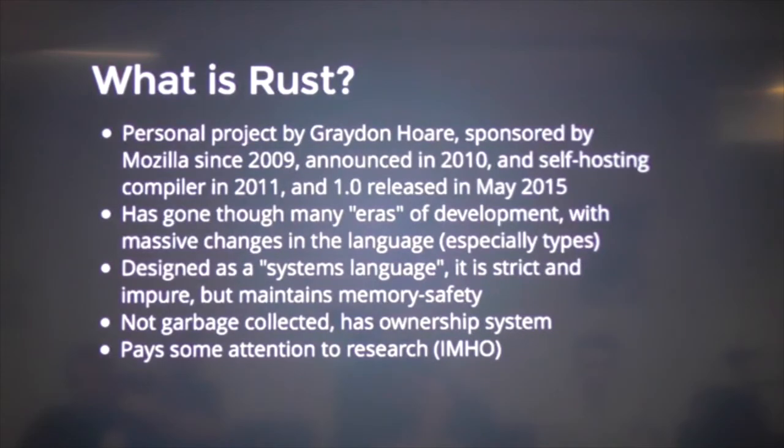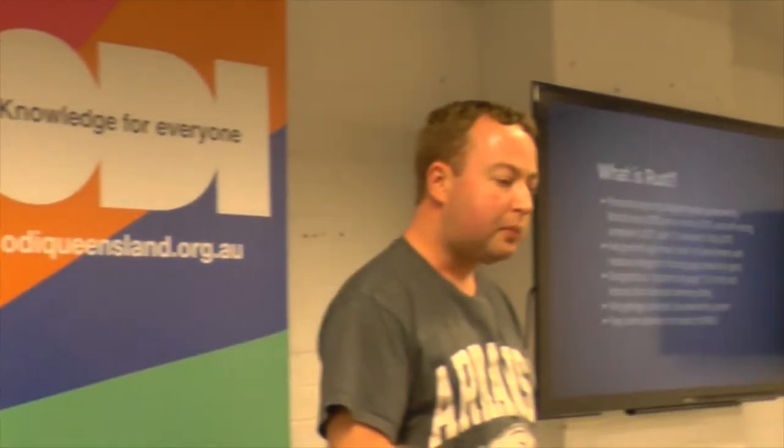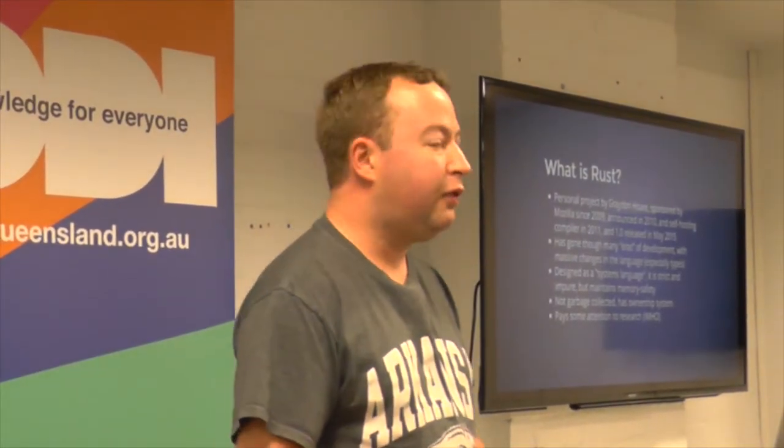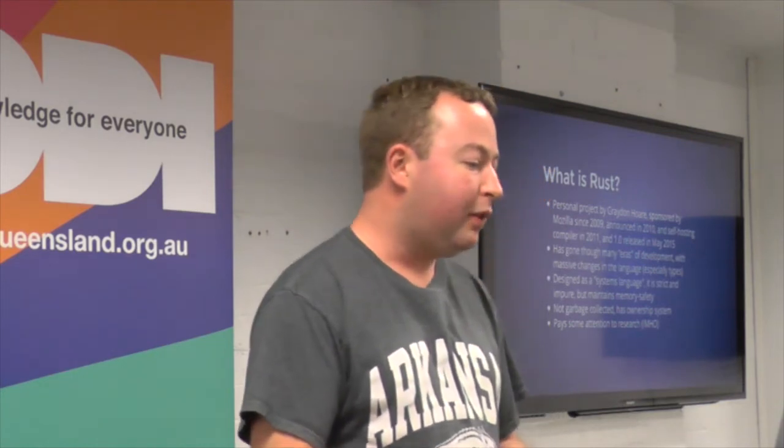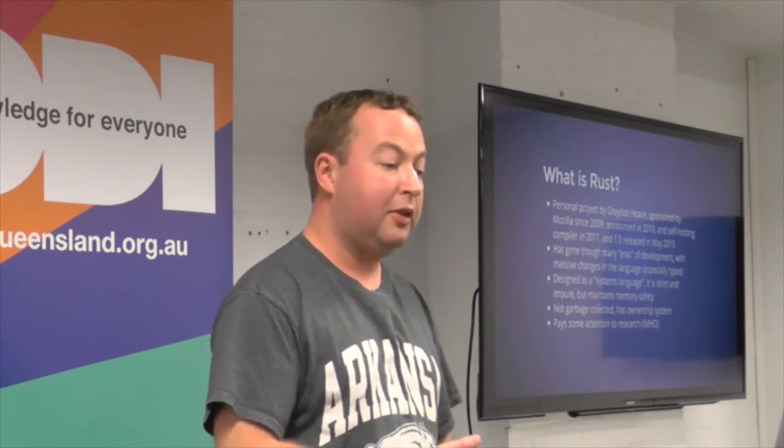So Rust was started as a personal project in about 2006, and became public when Mozilla started to sponsor it in 2009, first made public in 2010, shortly afterwards. They had a self-hosting compiler about a year after that. Originally, the compiler was written in OCaml, and 1.0 was released in May this year. They're doing minor releases fairly quickly. They're following Firefox's release system, so they have a new minor version every 6 weeks, so 1.1 is already out, and 1.2 will be out in a few weeks' time. There's been a few years of Rust development with massive, massive changes in the language, especially around the type system.